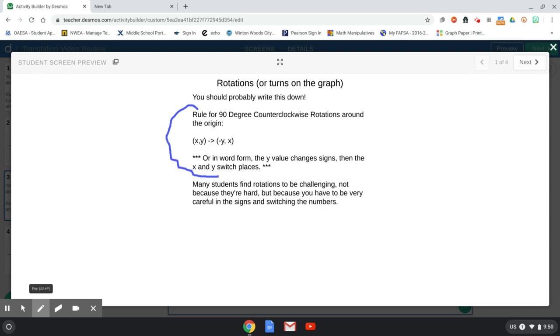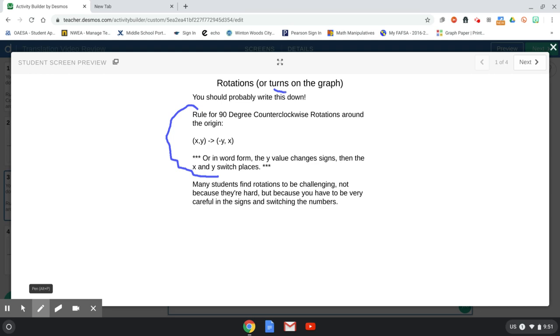Now, a couple things to know about rotations. A rotation is a turn. Essentially, we're going to take the shape. Just like with translations and with reflections, it doesn't change size. All the side lengths stay the same, angle measures stay the same. It just turns how it is on the screen.